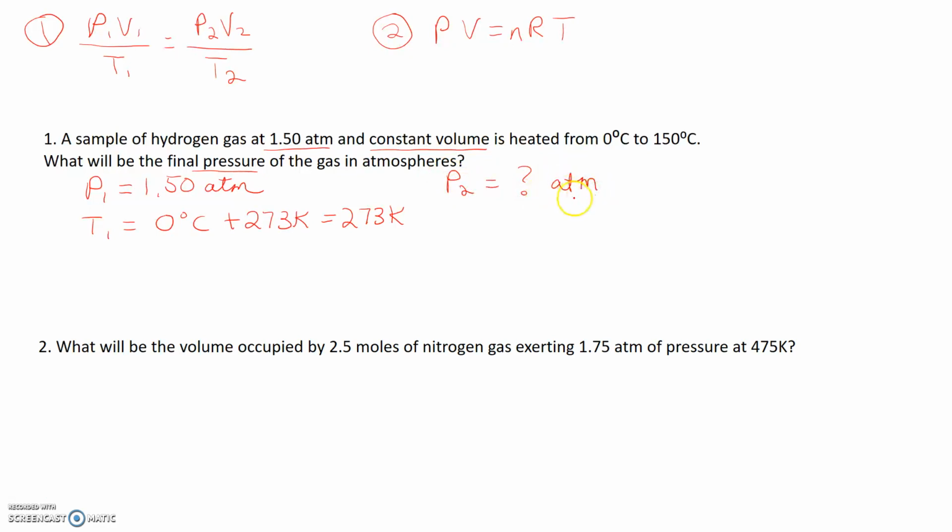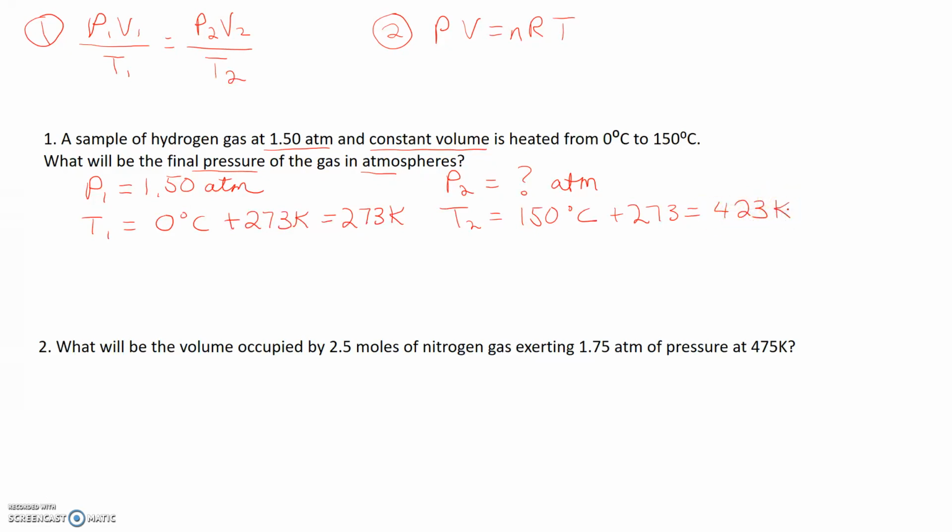I'm going to go ahead and put units. Since it's given in atm, I'm going to keep it as it is, and they also ask you in atmosphere. Temperature 2 went up from 0 to 150, so we have to add 273 to this. So the temperature in Kelvin is going to be 423 Kelvin.